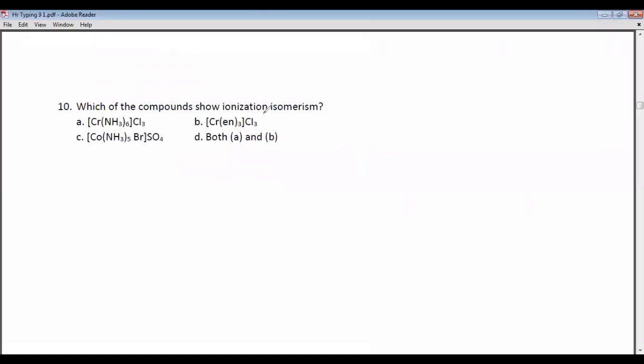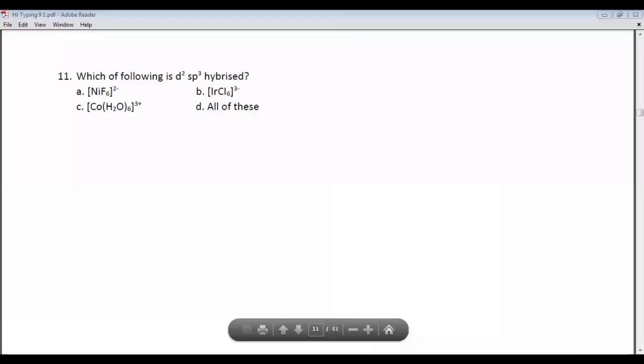Next question. Which of the following compounds shows ionization isomers? To form ionization isomerism, your counter ion can act as a potential ligand. Here all ligands are neutral, so it can't act as a counter ion, so this is not able to show the ionization isomerism. Here there is an anionic ligand, it can exchange with SO4, so this can show ionization isomers.